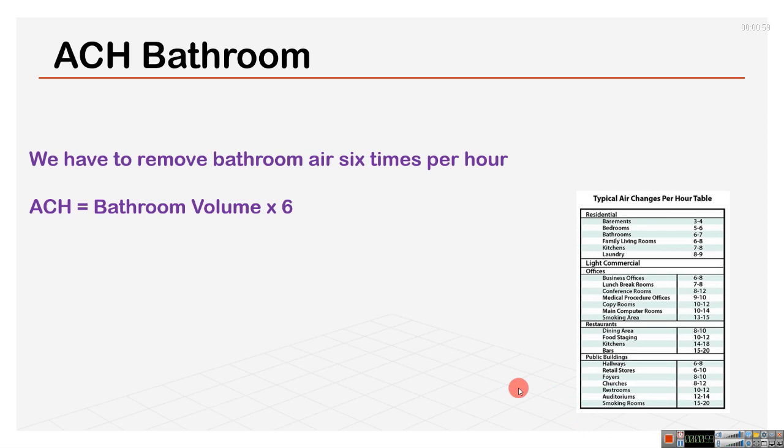When we calculate air changes per hour for a bathroom, normally ACH is 6 for bathrooms, and you can see there: bathroom 6, bedrooms 5 to 6, kitchen 7 to 8, and ACH equals bathroom volume multiplied by 6. Then you can convert air changes per hour to cubic feet per minute. It means CFM.